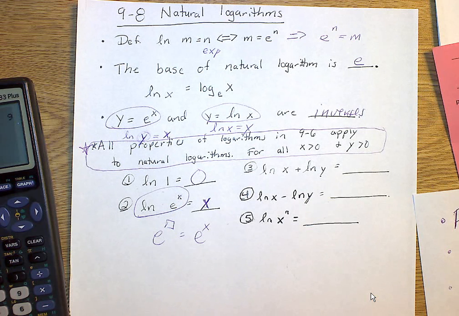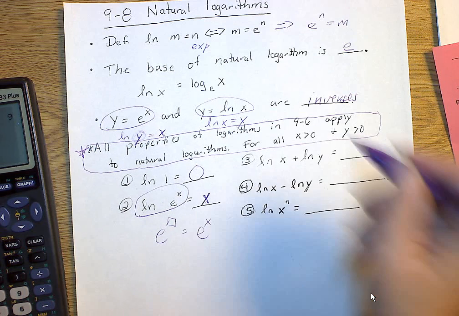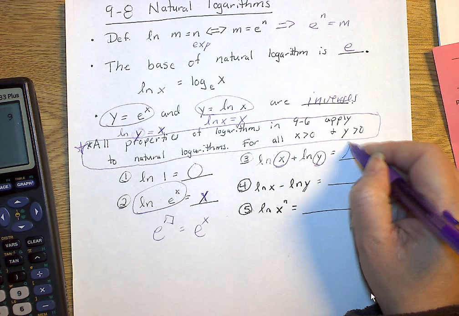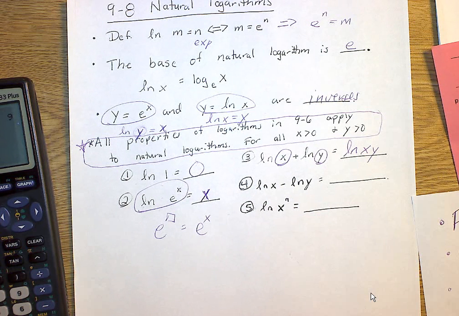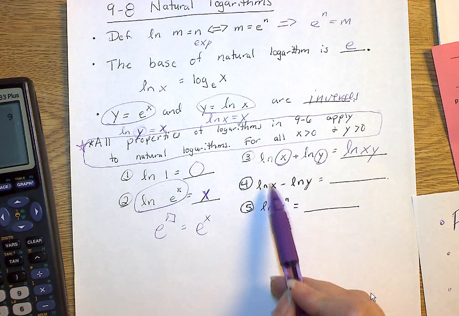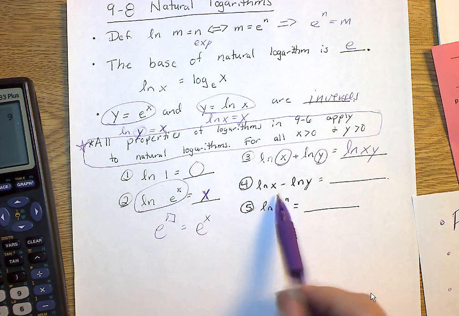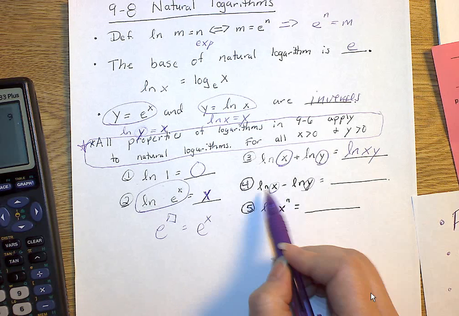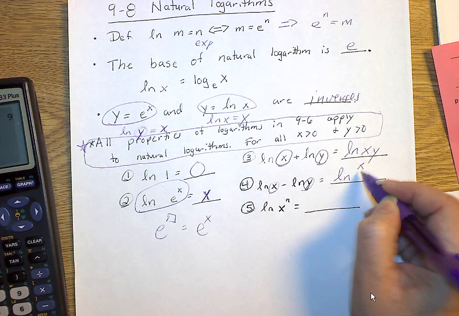Logs are what? Exponents. So since logs are exponents, when do we add our exponents? What are we doing to our variable when we add exponents? We add exponents when we are multiplying the variables. So that means this equals ln of xy. When do you subtract exponents? When you're dividing variables. So when you divide your variables, you have ln of x divided by y.